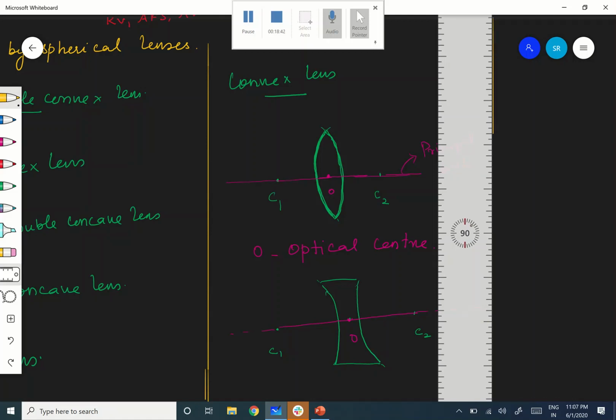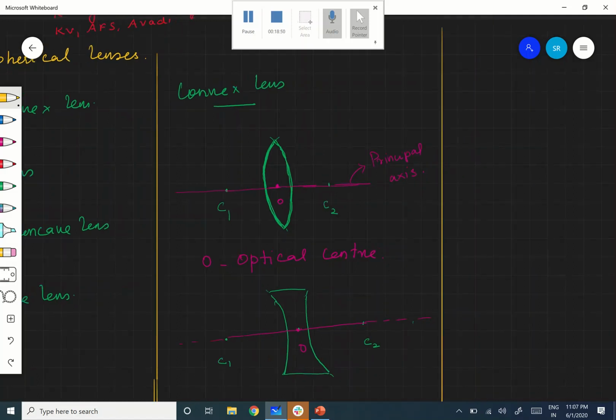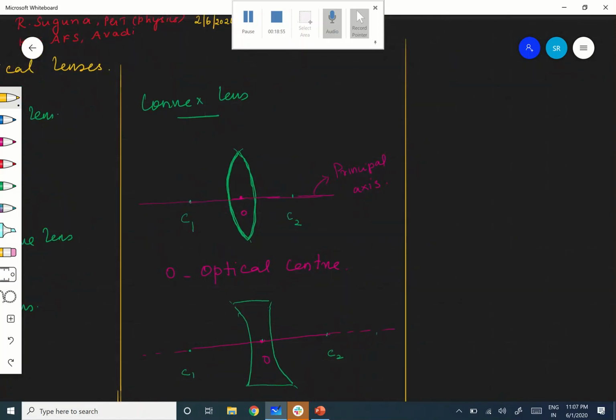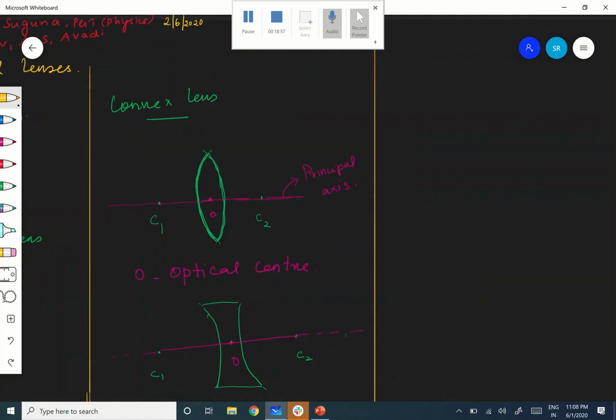Okay, what is principal focus? We are going to see. Now, the principal focus of, first, which lens? Convex lens, we will see. Okay, so principal focus. First one, what is that? Convex lens. Okay, see, take a convex lens.